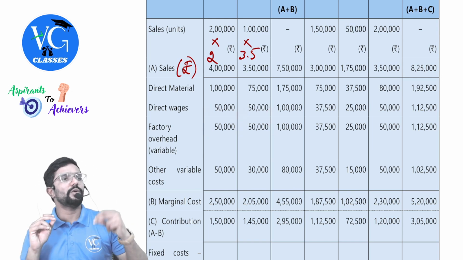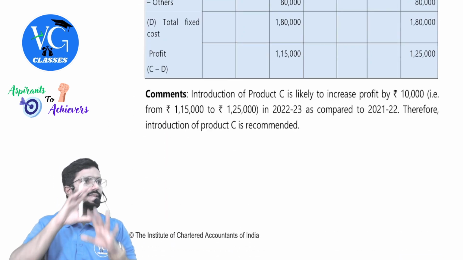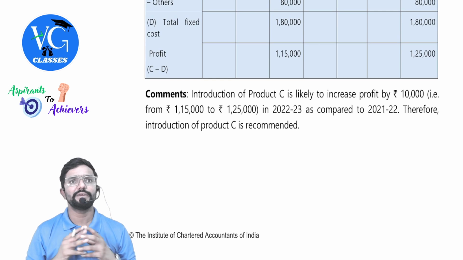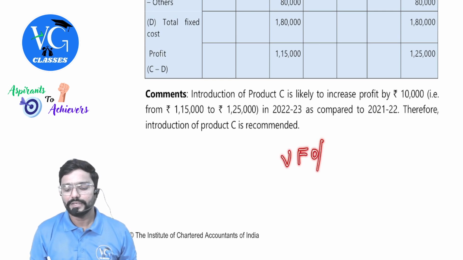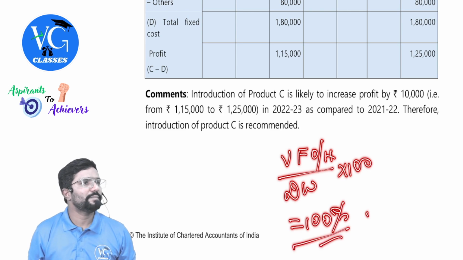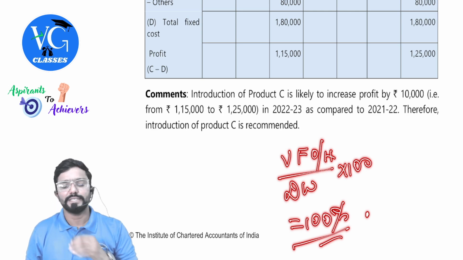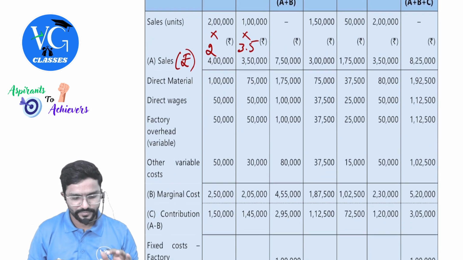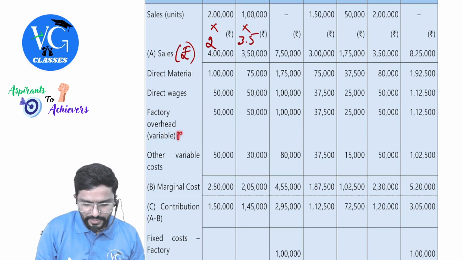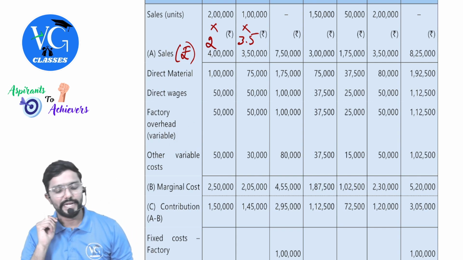Sir, how did you get that 100%? Better you show. Okay, that full year data they have given. There you calculate. Variable factory overhead divided by direct wages into 100. How much are you getting, sir? 100%. I guess it was 1 lakh divided by 1 lakh. Clear? So it is 100%, sir. So based on that, you apply. Better write 100% on direct wages, guys.